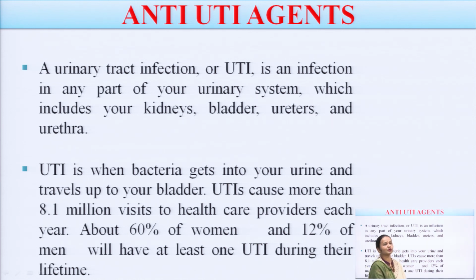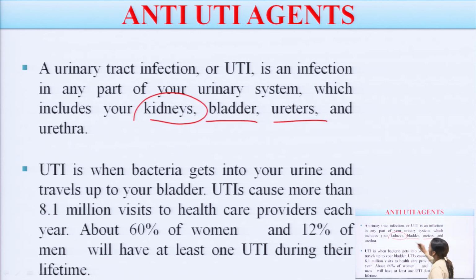Okay. So, now moving to our slide, a urinary tract infection or UTI is an infection in any part of the urinary system. We have already discussed it can occur in the kidney, bladder, ureter and urethra. It is when bacteria get into your urine and travel up to your bladder. I have told you that from the lower side to the upper side it will move.